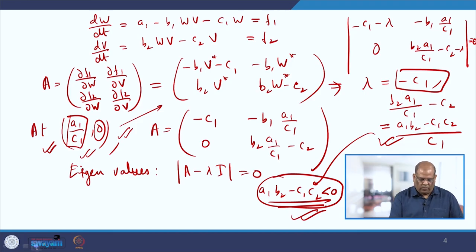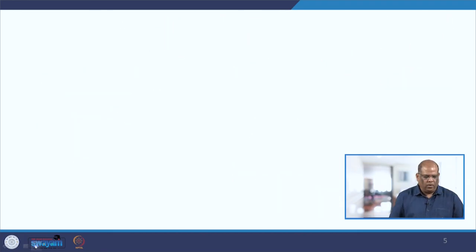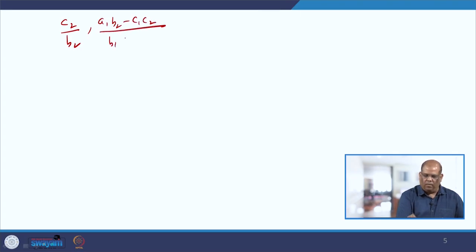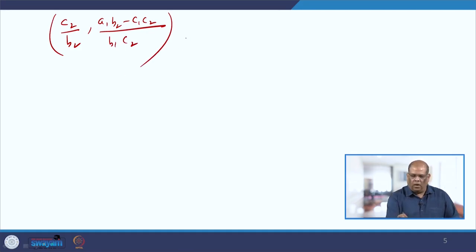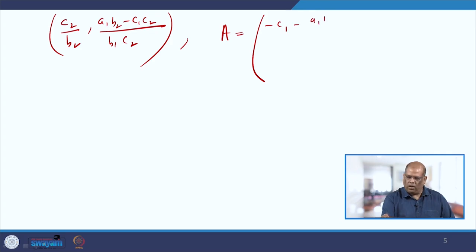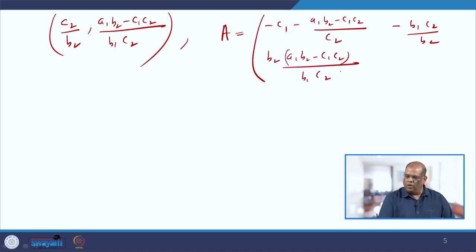So, let us move to the next equilibrium point and see what is the condition for stability of that equilibrium point. That equilibrium point is C2 by B2, then A1 B2 minus C1 C2 divided by B1 C2. If you substitute here, you will get your Jacobian matrix to be minus C1 minus A1 B2 minus C1 C2 divided by C2, minus B1 C2 by B2, B2 into A1 B2 minus C1 C2 divided by B1 C2, and 0.